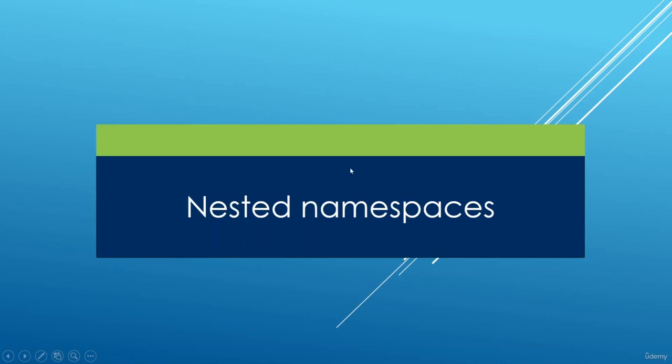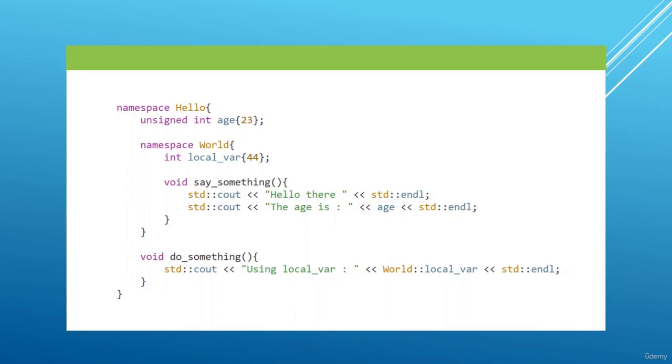In this lecture, we're going to learn about nested namespaces. This is a facility we have in the C++ programming language to be able to set up namespaces inside other namespaces. For example, here we have the hello namespace, and inside that namespace, we have another namespace called world. One thing you should know is that inner namespaces have direct access to things declared in the outer namespace.